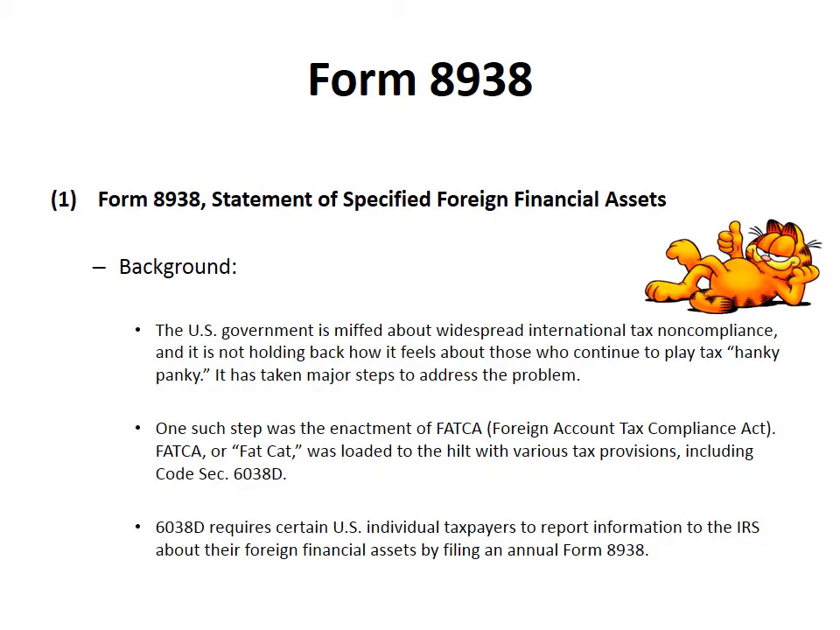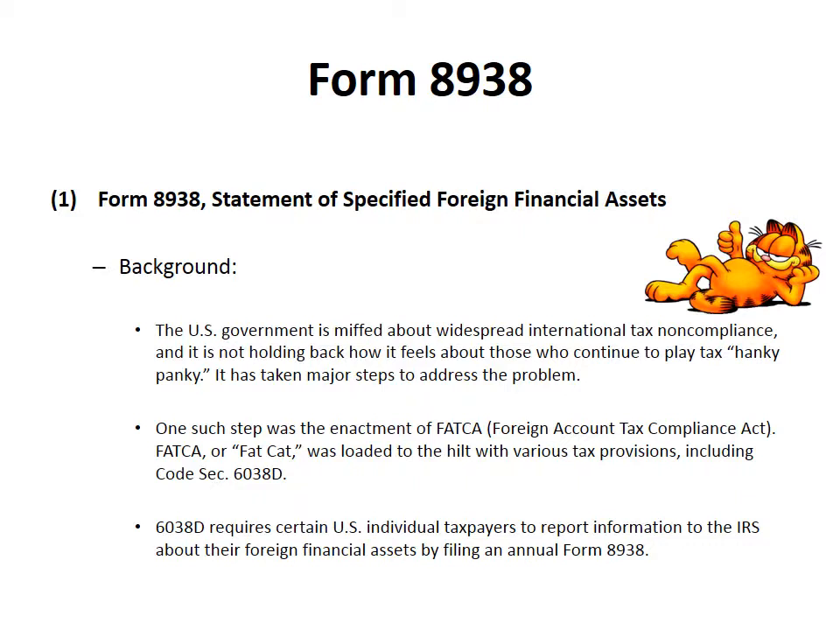Okay, now we're ready to launch in to some background information about Form 8938. The U.S. government is miffed about widespread international tax noncompliance, and it's not holding back how it feels about those who continue to play tax hanky-panky. It's like that expression after somebody has just gone off on a diatribe. Tell me how you really feel about it.